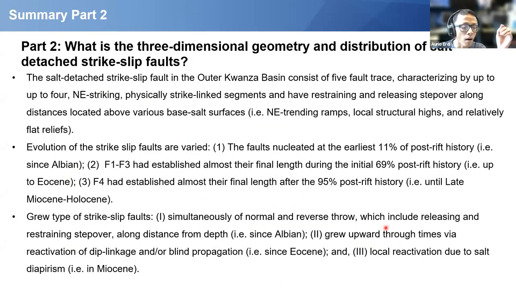So to wrap up the second part, the salt-detached structure fault in the outer Kwanza Basin can be defined by up to four segments that have physical links that form restraining and releasing step-overs along strike. The evolution of the fault can generally be defined as nucleating early in the Albian. Still, they grew fairly to establish their final link. Some faults established their final length, followed by death and decay since the Eocene, while some faults grew until the Miocene and Holocene. We also observe that they grew simultaneously by forming normal and reverse throw since the Albian, grew upward via reactivation of deep linkage and/or blind propagation in the Eocene, and local reactivation due to salt deposition in the Miocene.